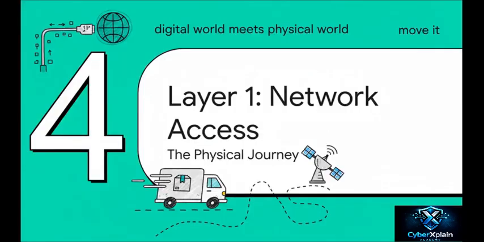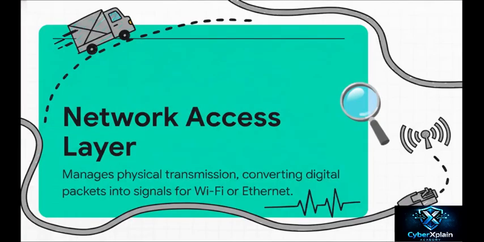And finally, we've made it to the foundation, layer 1, the network access layer. This is where the digital world physically meets the real world. The route is planned, the package is addressed, now it's time to actually get it moving. This layer is the actual physical stuff, the mail trucks, the roads, the delivery routes themselves.